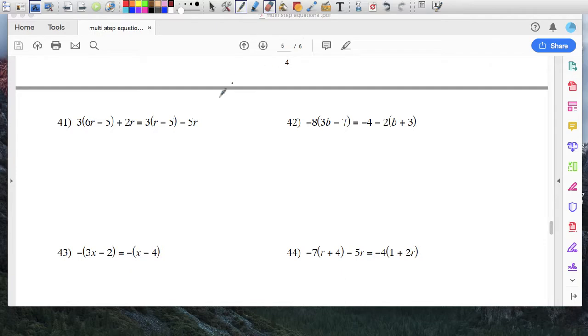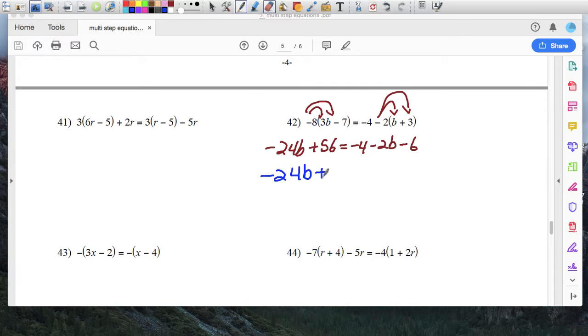One more. Negative times a positive is negative 24b. Negative times a negative is positive 56. Negative 4, and then this negative 2 times b is negative 2b, and negative 2 times 3 is negative 6. Distributive property check. Combine like terms. Is there anything to combine? Yes, there is. So negative 24b plus 56. Nothing to combine there. But on this side, I have negative 4 and negative 6.